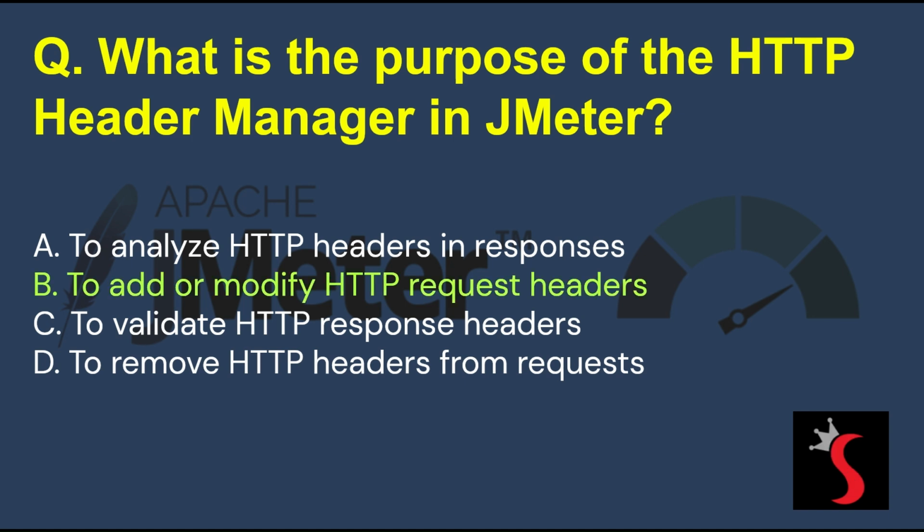And correct answer is option B. To add or modify HTTP request headers. The HTTP header manager in Apache JMeter allows users to customize the information sent in the HTTP request header. The HTTP header manager stores and maintains the HTTP headers sent from the browser to the server. It allows users to customize the information that JMeter sends in the HTTP request header.